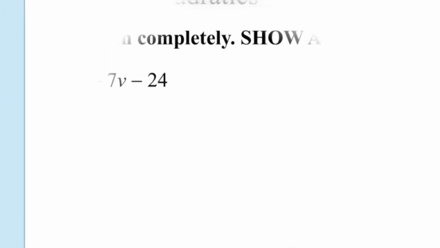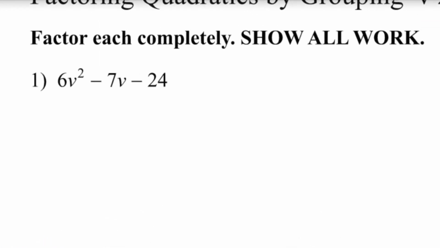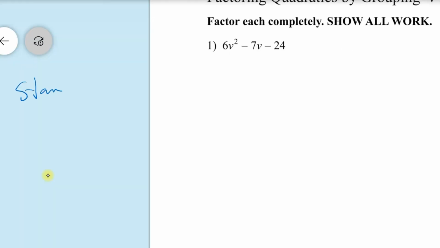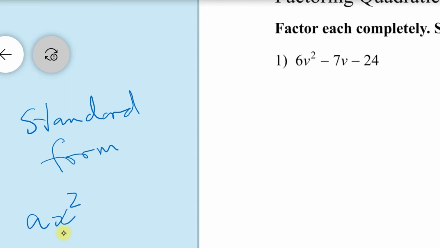Look at number 1. You notice number 1 is a quadratic, right? And the quadratic must be in standard form. Notice that standard form is ax squared plus bx plus c, right? You remember that standard form, and this is in standard form. So what we're going to do is same as usual, right?